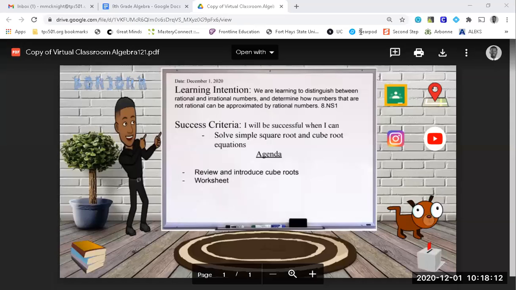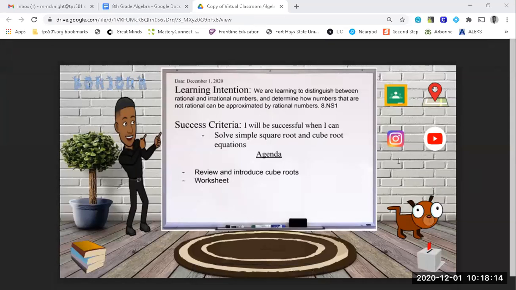Okay, so for today's class, we're still looking at standard 8 NS1, but we're going to talk about some square roots and cube roots today. We've already mentioned what square roots are. We've gone in depth with square roots and just about solving equations. And we talk about in order to get rid of a square root, the inverse of a square root is square, right? Now we're going to talk about cube root, and it's basically the same.